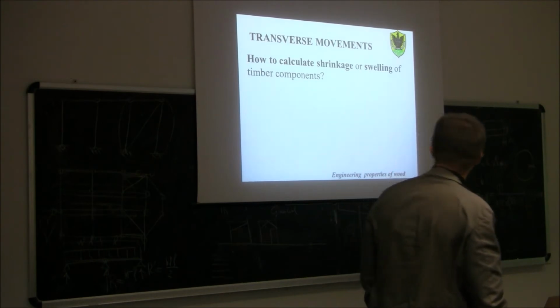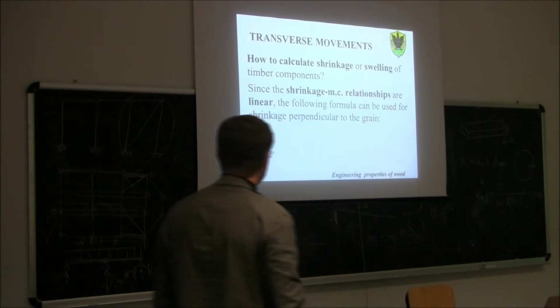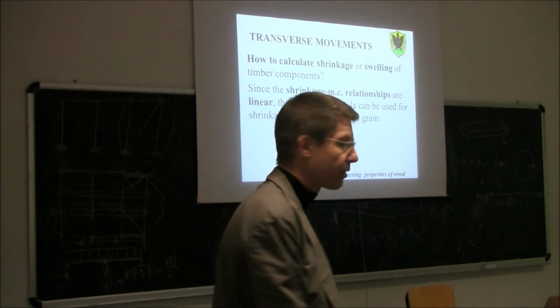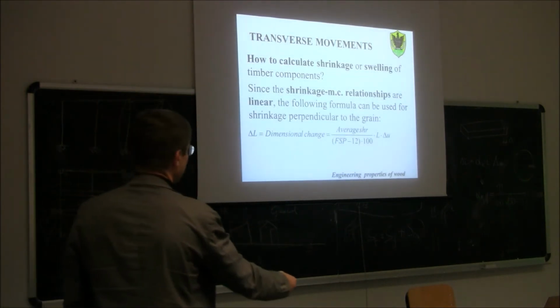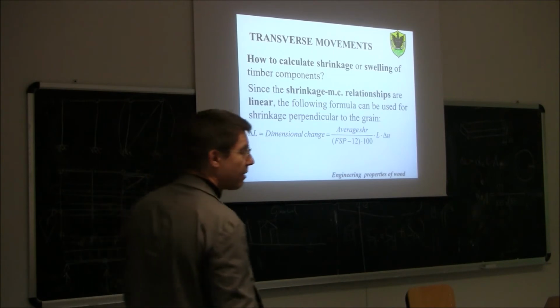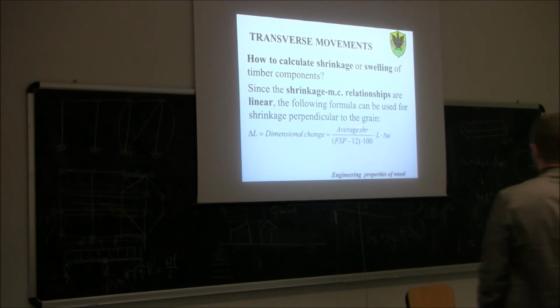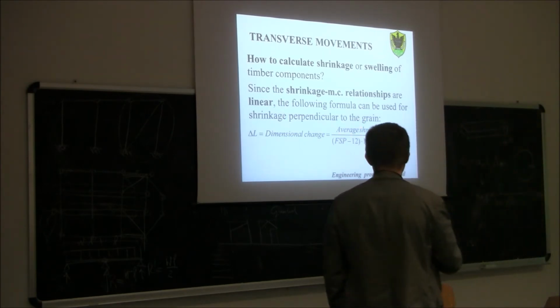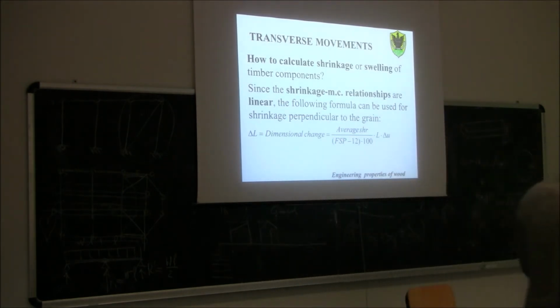Okay, how to calculate shrinkage or swelling of timber components? Very simple. We use this formula here. We already understood how to do it, because the relationship is linear, so we can use this kind of relationship. This coefficient here, the moisture dilation coefficient of wood, is calculated, as you can see here, as the ratio between the average shrinkage in the radial and the tangential direction, and the difference between the fiber saturation point and 12%, divided by 100.